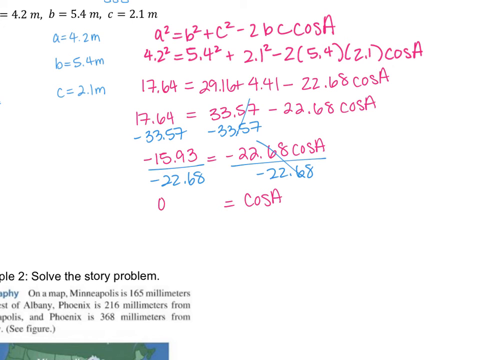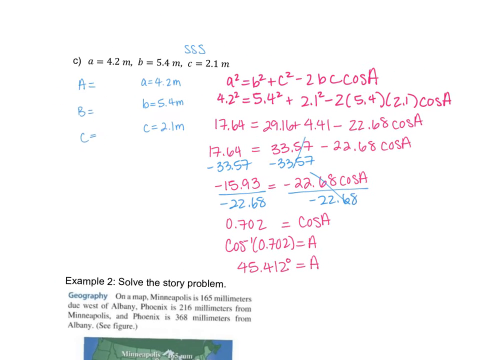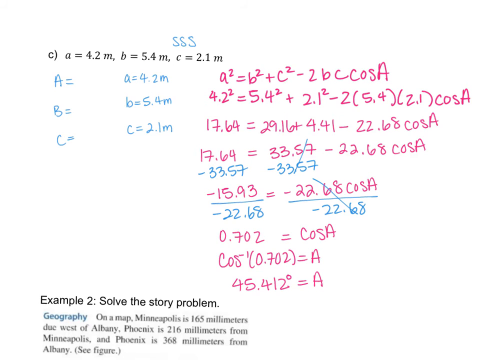So this ends up being a positive 0.702. And to get rid of cosine, I just have to take the inverse. So plugging this into my calculator, I get 45.412 degrees. And this here is an acute angle, as you can see. So I'm going to put that in for A, 45.412 degrees.